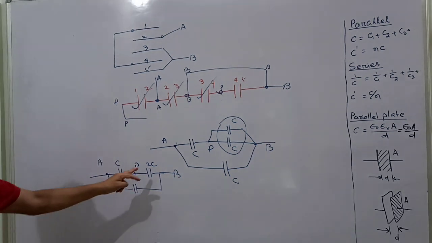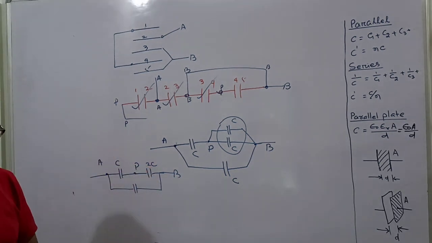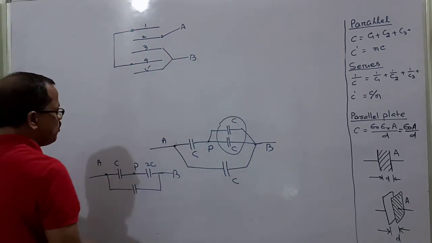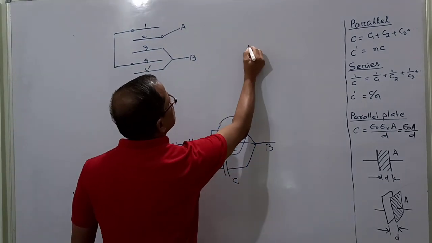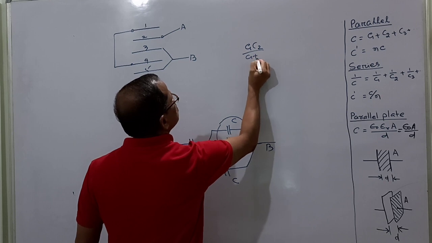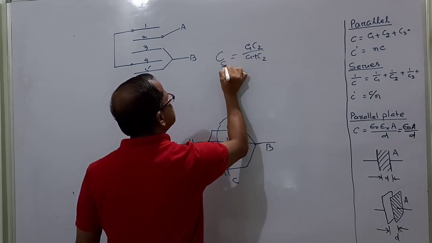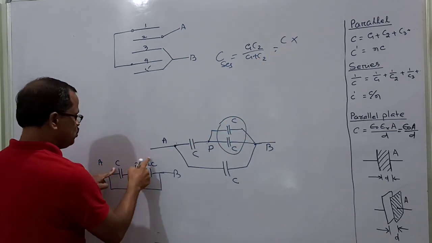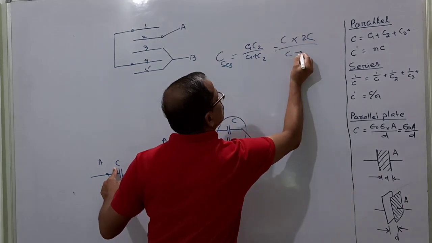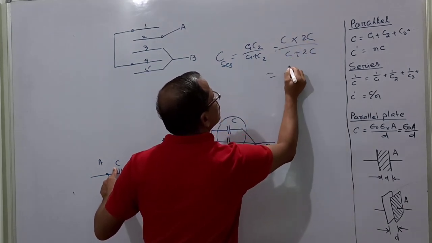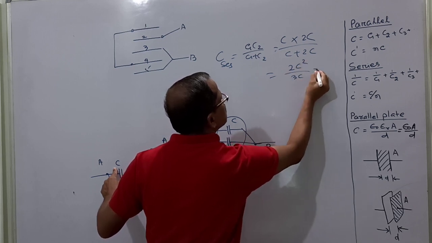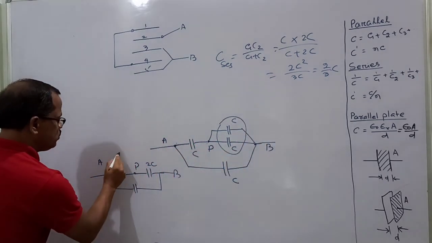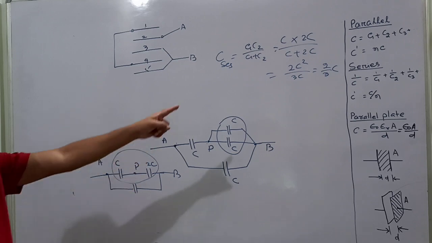Now 2C and C are in series. If two capacitors are in series, what is the formula? When two capacitors are in series, the capacitance is C1 C2 by C1 plus C2. So one is C, another is 2C: 2C divided by C plus 2C, that is equal to 2C square by 3C, that is equal to 2C by 3, the capacitance of these two. So these two now become 2C by 3.